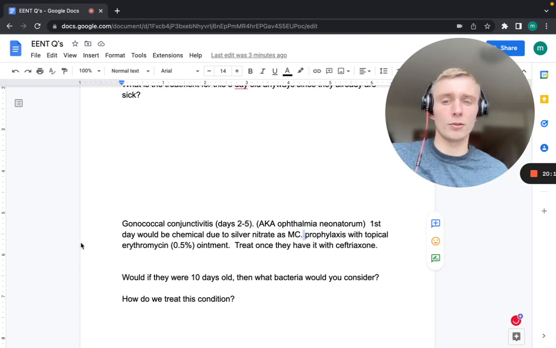Prophylaxis with topical erythromycin for gonococcal. So important to know that topical erythromycin, 0.5% ointment, covers gonococcal conjunctivitis. And you treat them once they do have this, if prophylaxis didn't work or they didn't get it, with ceftriaxone. So ceftriaxone is the treatment for gonorrhea anyways, so you'd give them ceftriaxone.